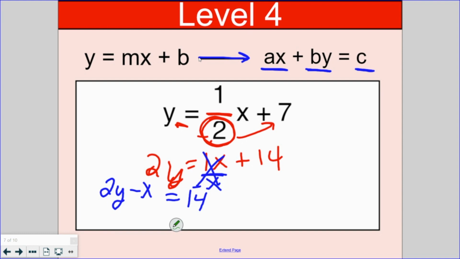Remember that this subtraction is the same as adding a negative. And when we're adding, we can rewrite the order, putting the x term first, then our y term, and that is going to equal our constant. So we have ax plus by equals 14, where our a right here is going to be 1. We don't need to write the 1. Our b is 2, and our constant number is 14.